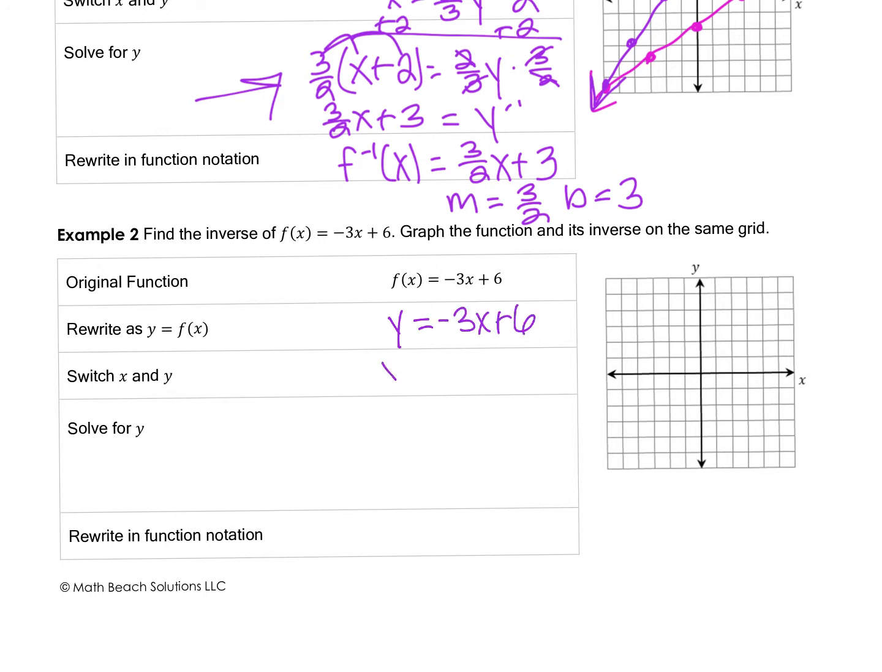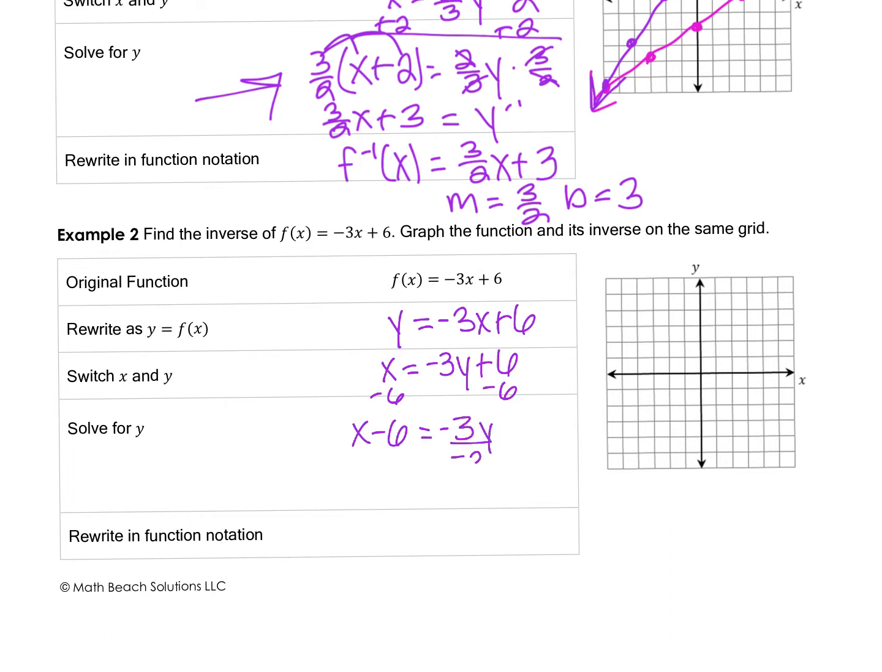We're going to switch our x and y. Remember, don't take anything with it. We're just replacing them. And then we're getting y by itself. So I'm going to subtract 6. So that's x minus 6 equals negative 3y.